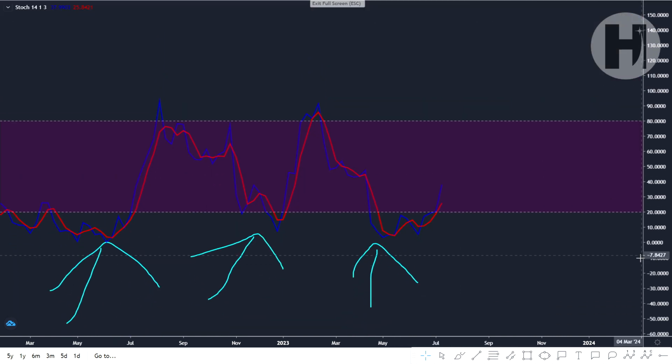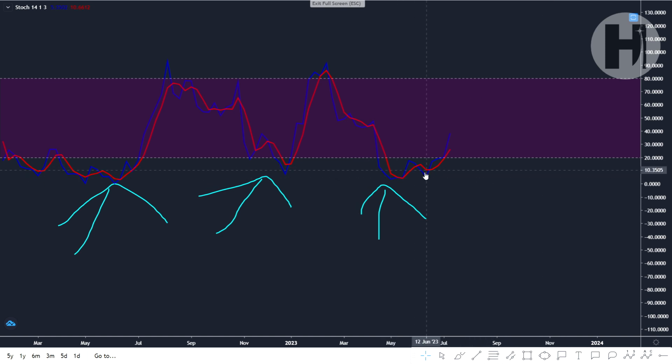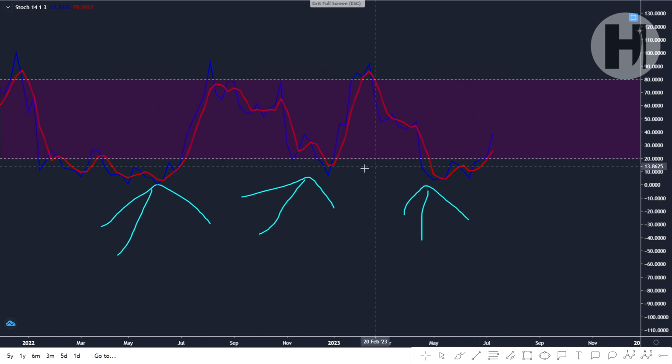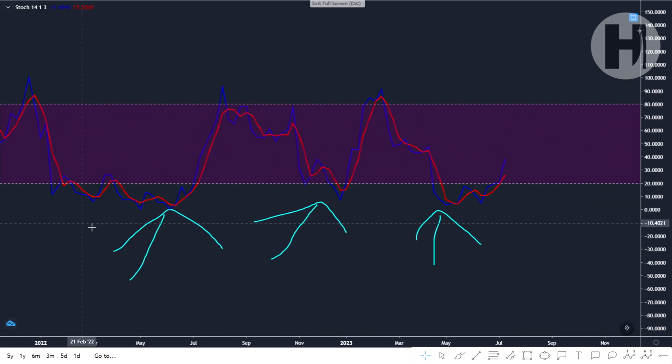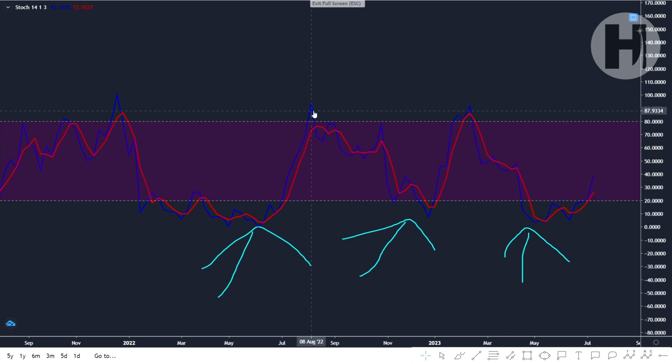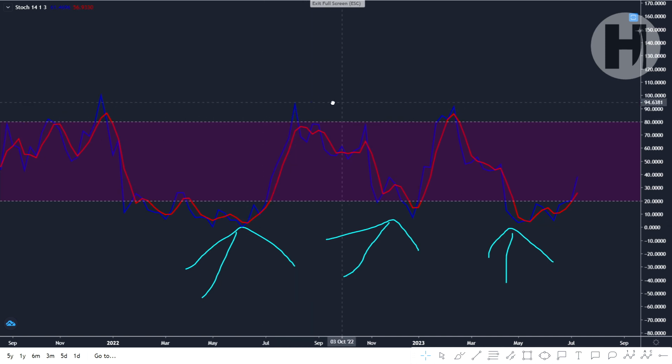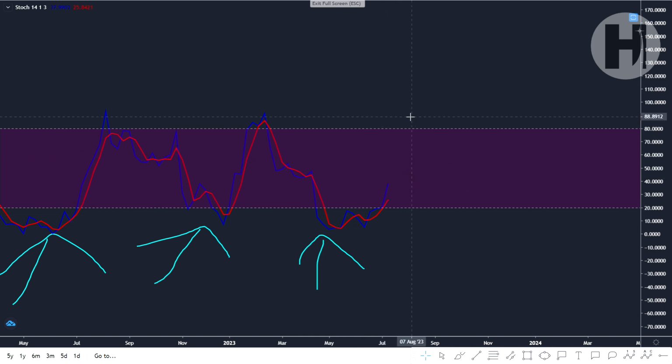Taking a look at the stochastic, you can see that we're already recovering from the oversold, and the past few times this happened, we had a massive move to the upside and we got overbought pretty quickly. Or not pretty quickly, but I would say it took us a few months. For example, you look at the last June and August, you were sitting at the bottom here in June and you topped out early August. The same thing could be happening here.